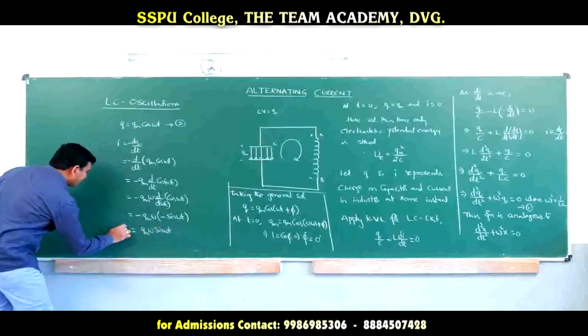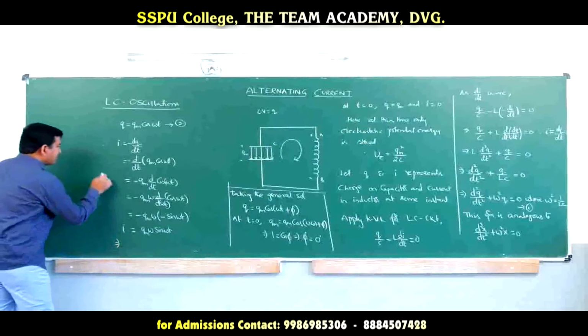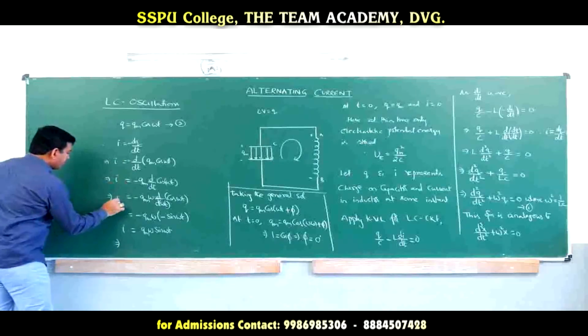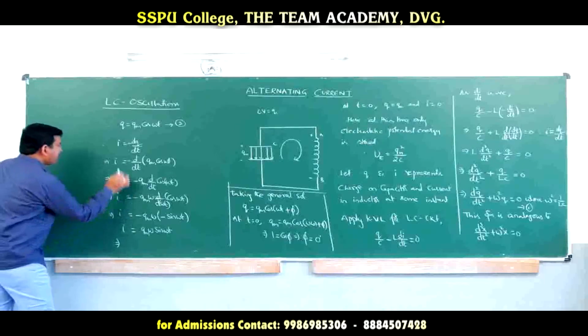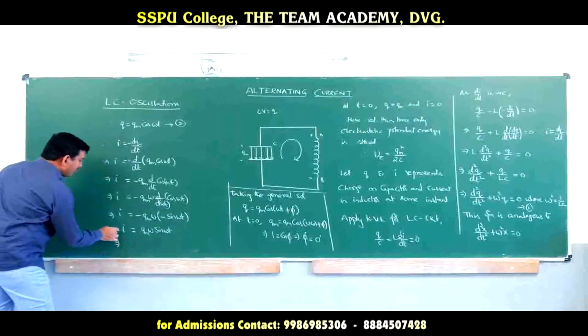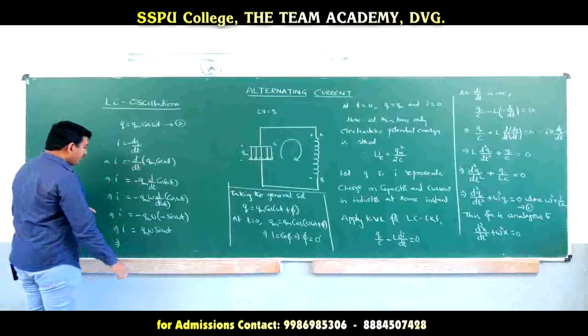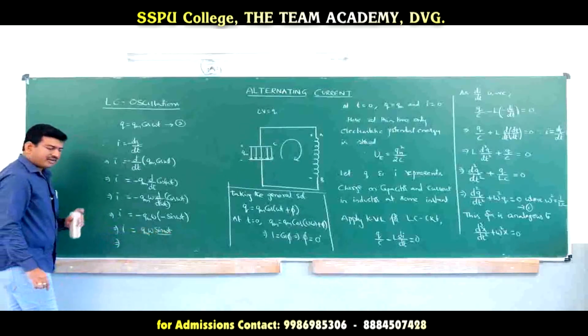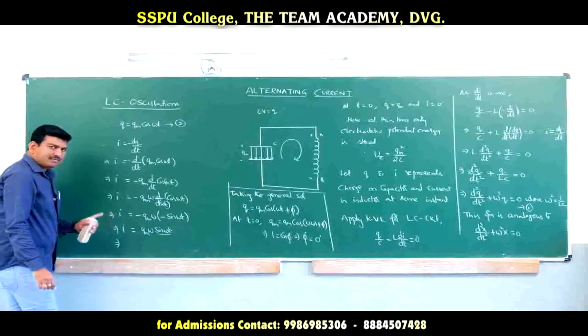This is the current I. But if you see this one, this is written like this, as current is negative, I am taking a negative sign here. So, negative means it is decreasing. Now, if you see here, what is this term? Sin omega t is a mathematical function. It does not have any physical meaning.